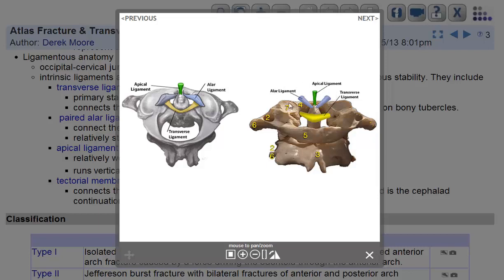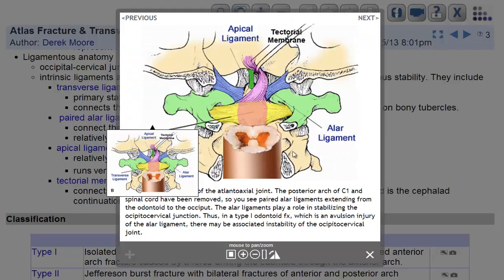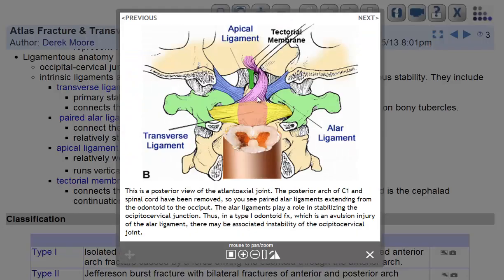Again, there's two junctions you need to think of here: the occipital cervical junction and the atlantoaxial junction. The transverse ligament is more important in the atlantoaxial junction, whereas these ligaments go from the dens up to the occiput, so they're involved in stability of the occipital cervical junction. This is another view of those paired alar ligaments that go from the dens of C2 going up to the lateral condyles of the occiput.